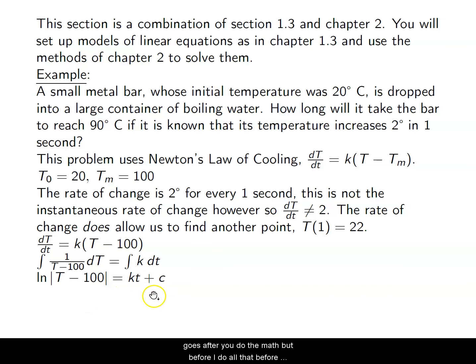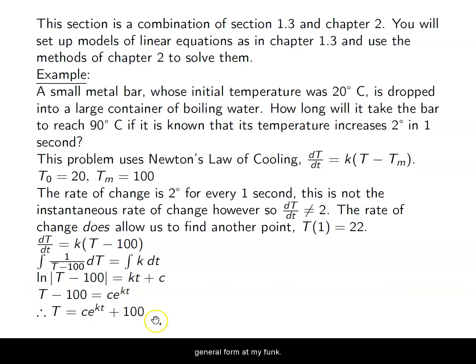But before I do all that, it'll be way easier to just raise both of these to the power of E, right? So the natural log cancels, and this becomes E to the power of KT. So I got a constant multiple of E to the KT. Here the natural log cancels. Then I can just add 100 to both sides, and this is the general form of my function.